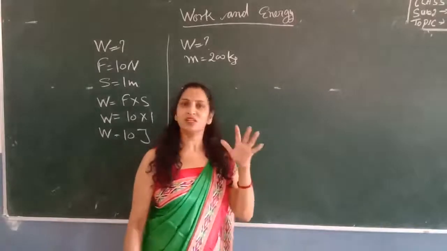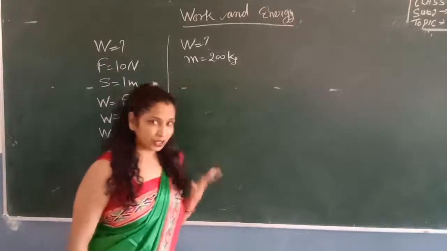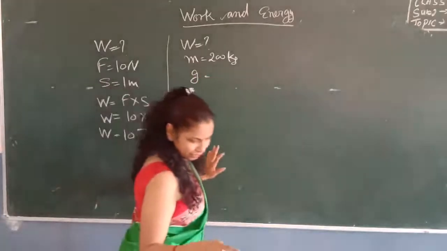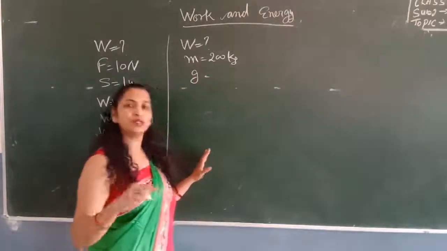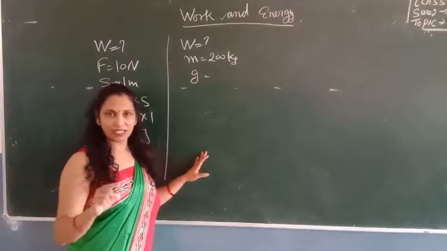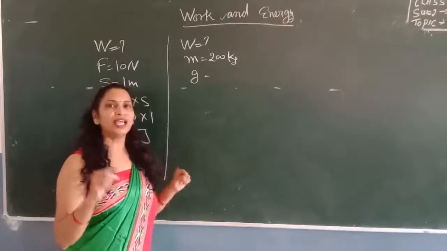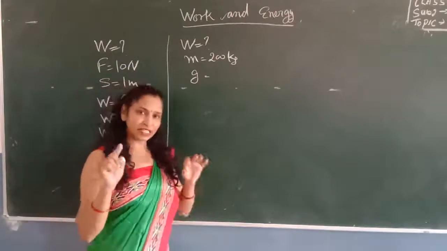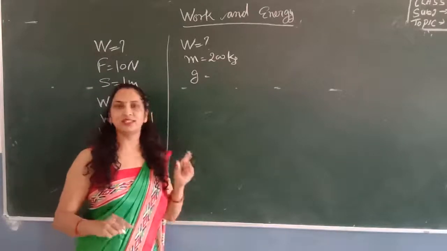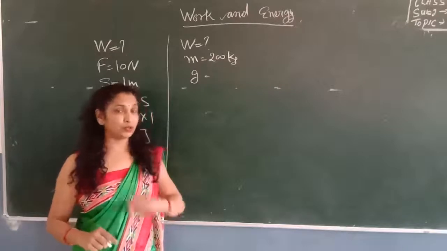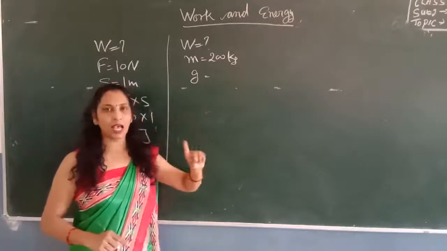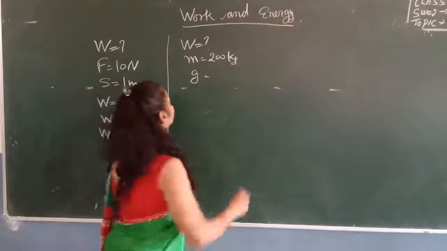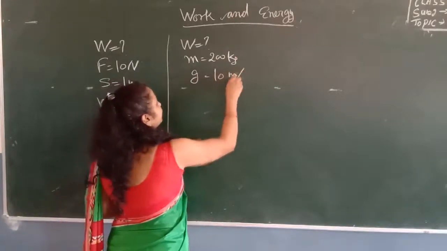If you are doing work against gravity, we can use the value g. If it is given in the question that the value of g is 10 meter per second square, then you will use 10 meter per second square. Otherwise, you have to take the value of g as 9.8 meter per second square. Again, I am telling you, if it is given in the question that g is 10 meter per second square, then we use this value. Otherwise, we use g as 9.8 meter per second square. So, here it is given that g is 10 meter per second square.